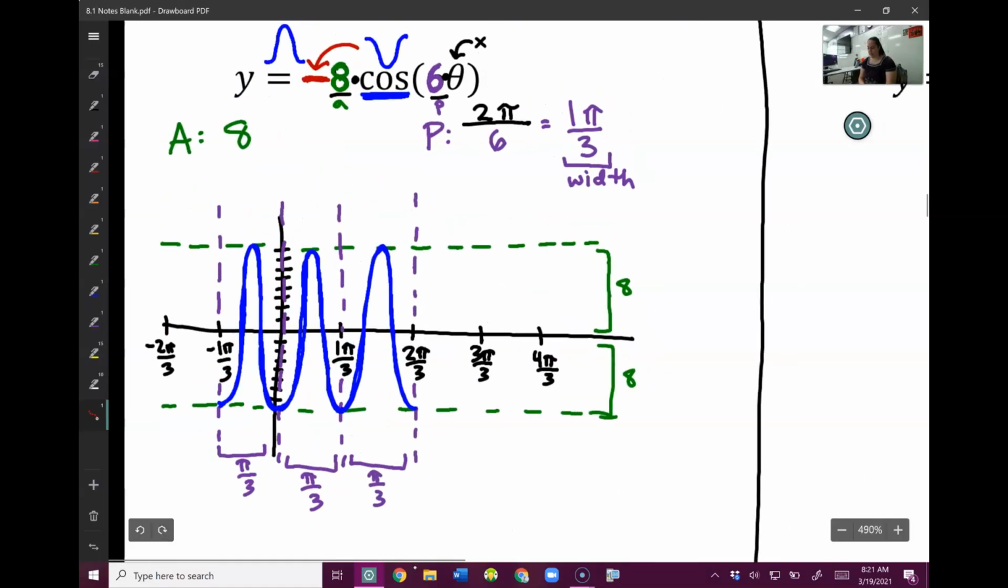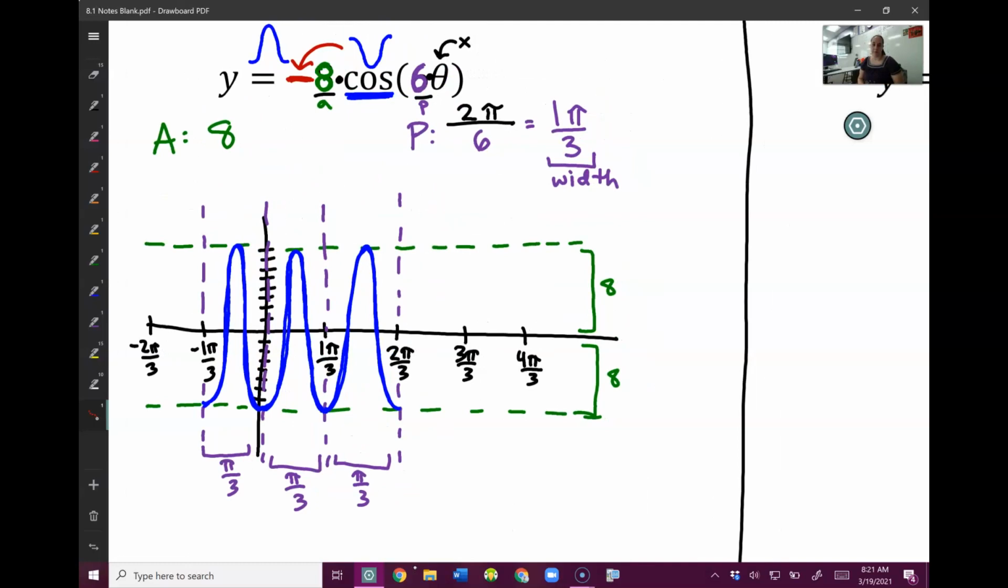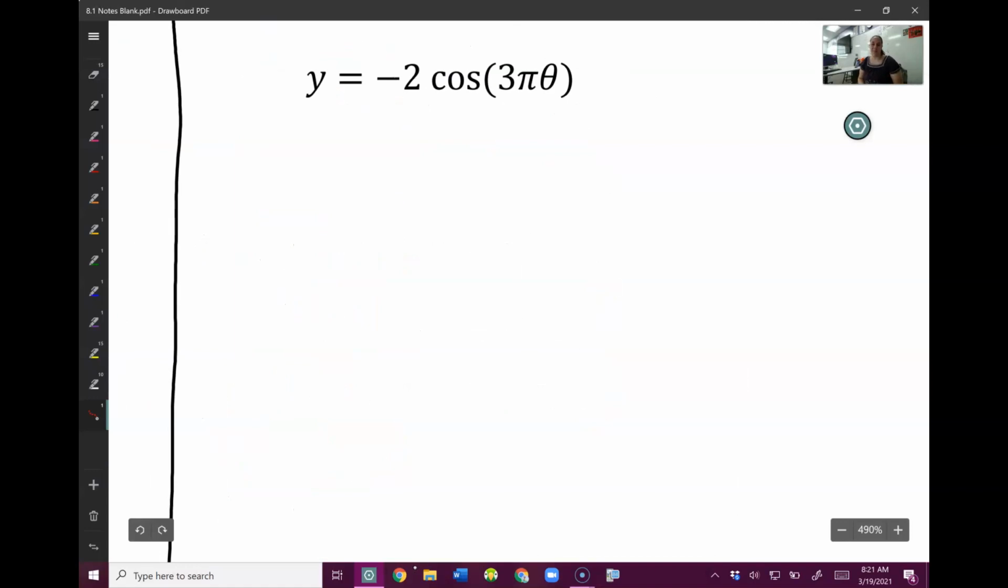So that is our first example. In the next video, we'll try another example with a different equation.